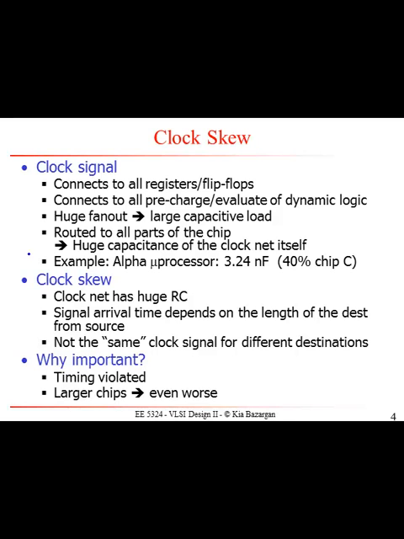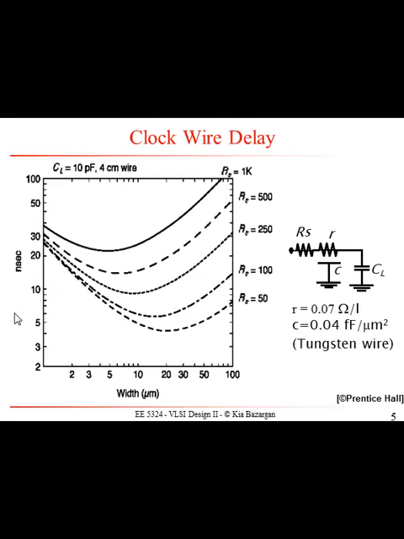And just to give you an example from an alpha processor, which is pretty old, but this number hasn't changed much, the clock network has about 40% of the chip capacitance. And that's going to be an issue by itself, but as I mentioned earlier, you do have clock skew as well, which is defined as the time difference between the same clock edge arriving at two different flip-flops. And if they're not exactly at the same time, that might cause issues. And we're going to look at how it could violate timing in a bit.